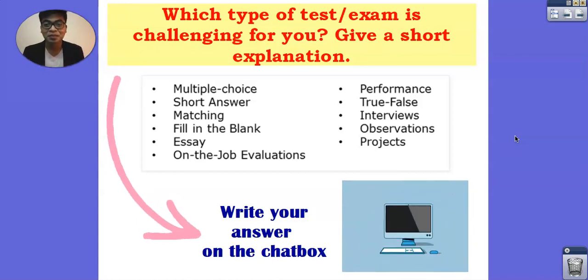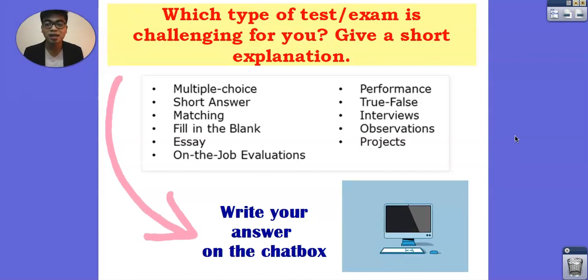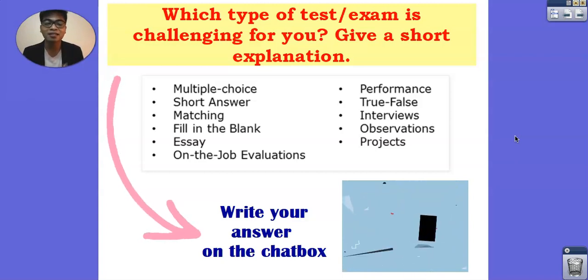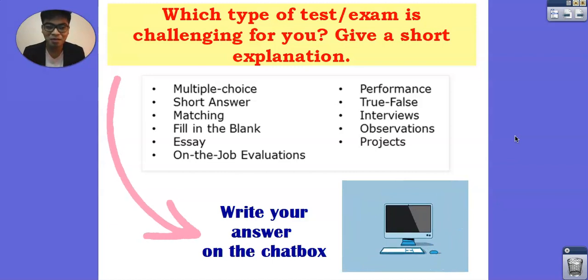Multiple choice, short answer, matching type, fill in the blank, essay, performance, true or false, observation, project. Which one of these is challenging for you? Or if you have other things in mind, you can suggest other things and just let me know about it.